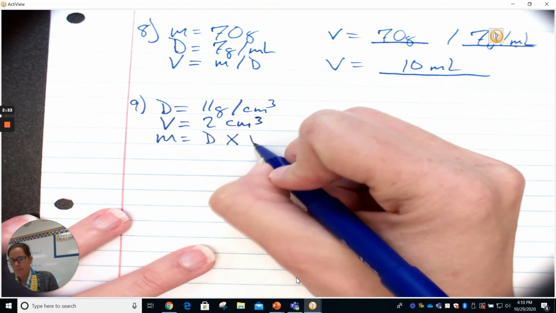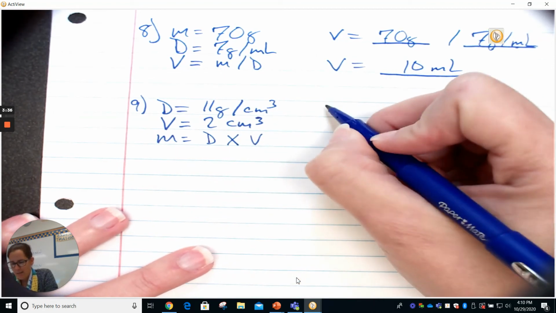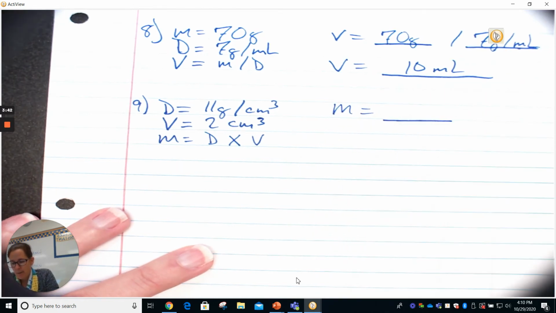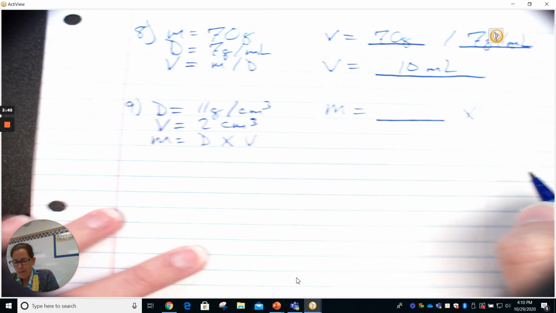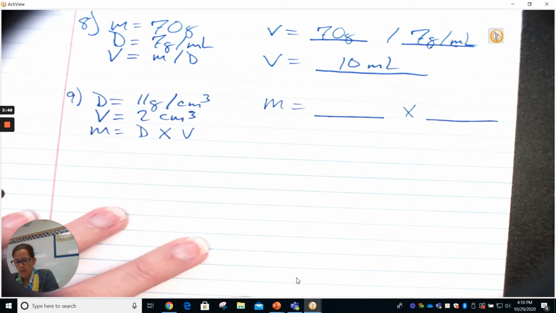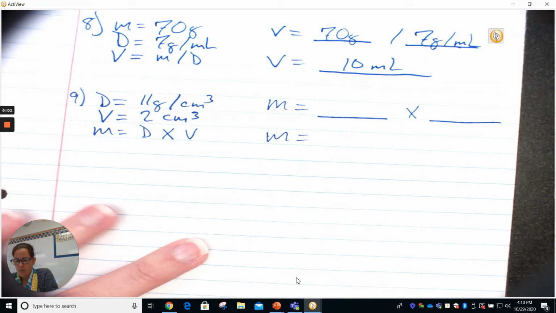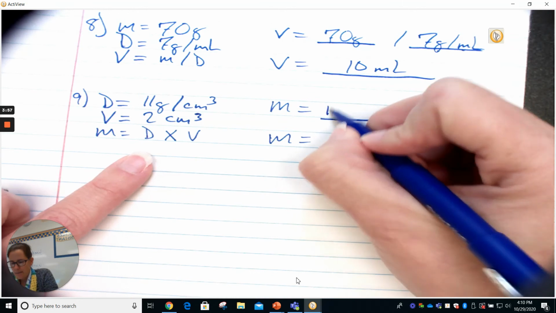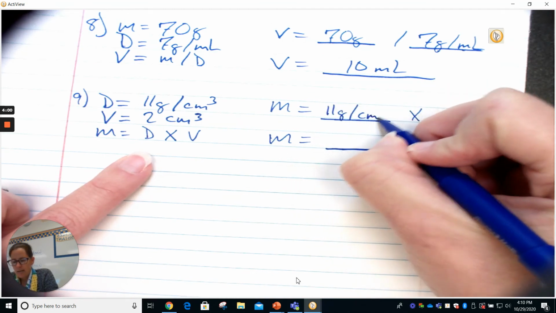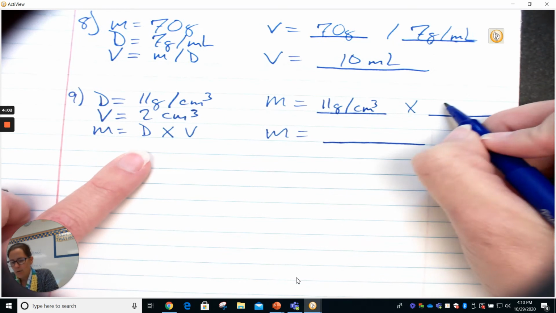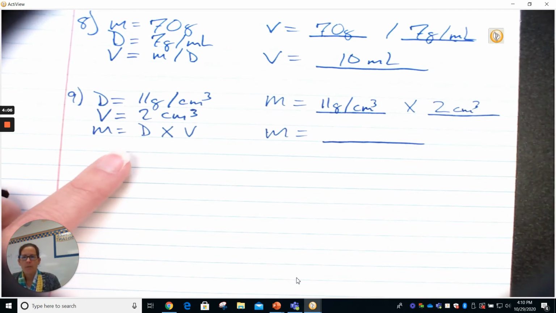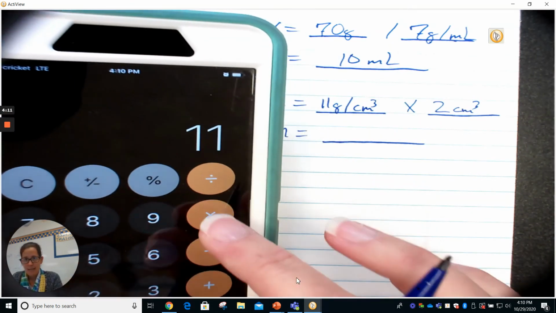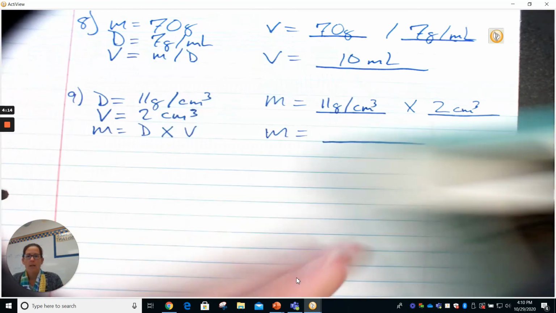Density times volume. We're going to set this up just like we have all the way through. So mass equals spot for our density multiplied by, and then a spot for our volume, and then our mass is going to equal, and here's where we'll put our answer. So first we need density, and there it is right there, 11 grams per centimeter cubed, and then we have 2 centimeters cubed, and we do our math on that. We will have 11 times 2 is 22.